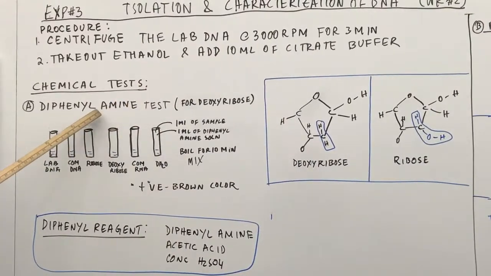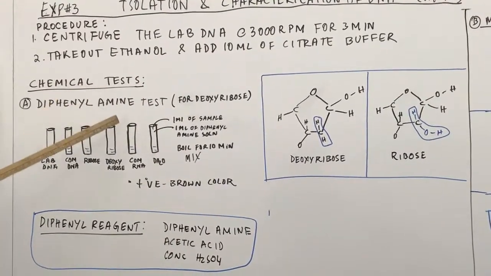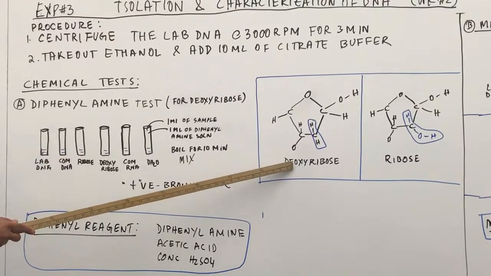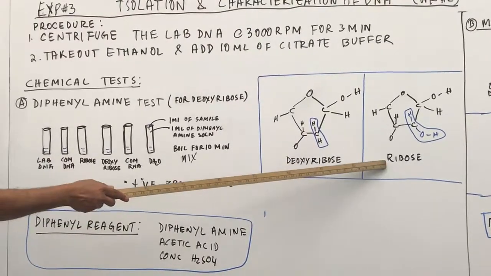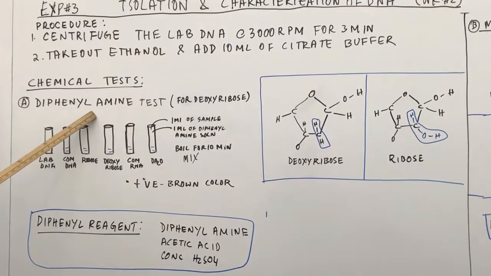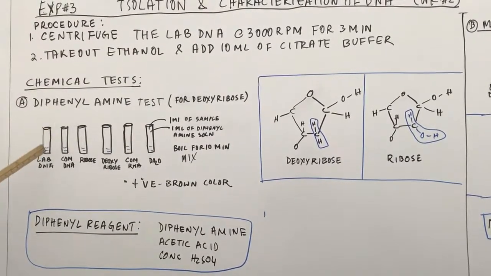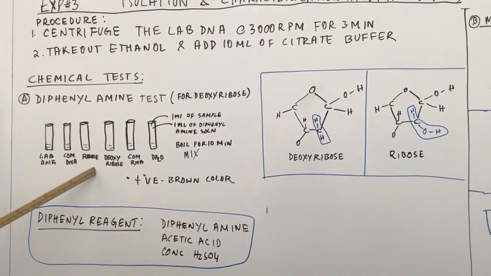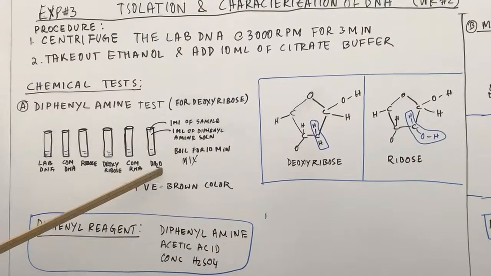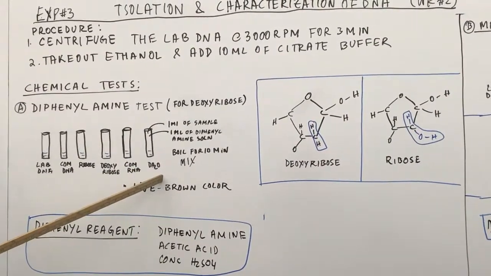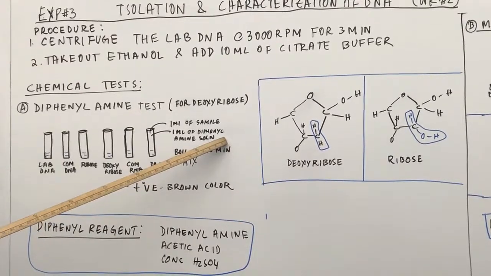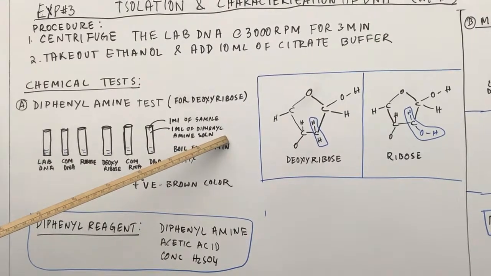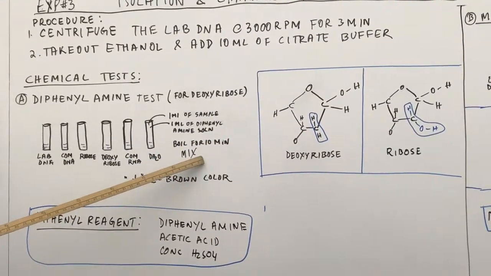Chemical test. DNA can be identified chemically with the diphenylamine test, as DNA contains deoxyribose and RNA contains ribose. For the diphenylamine test, we will take 6 samples in 6 different test tubes, which are lab DNA, commercial DNA, ribose, deoxyribose, commercial RNA and distilled water. After that, we will add 1 ml of diphenylamine solution in each tube separately and boil for 10 minutes.